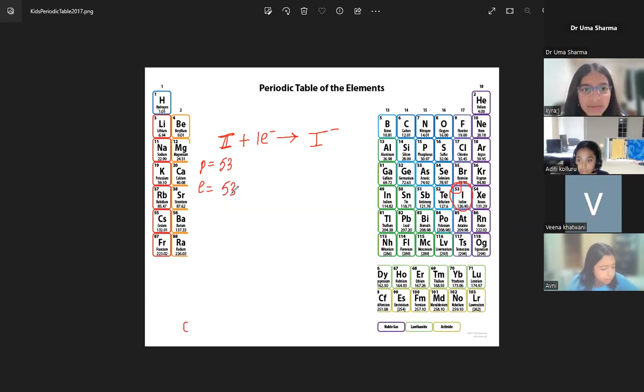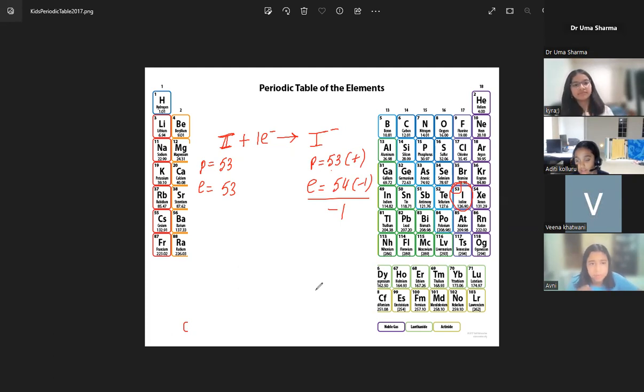And in this I minus, how many protons? 53. How many electrons? 54. This is plus, this is minus. So what is the net charge? Negative 1. Yes. Negative 1. Now name this.